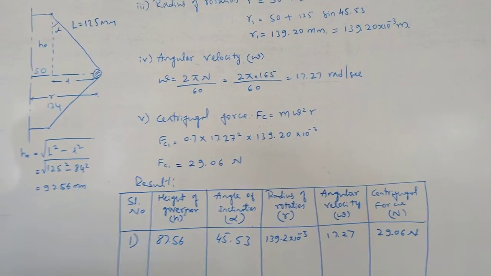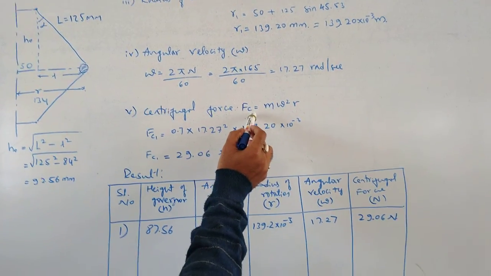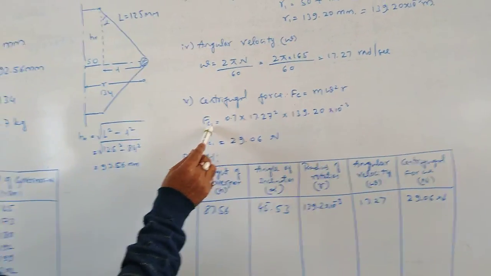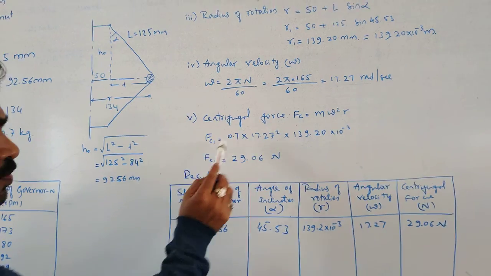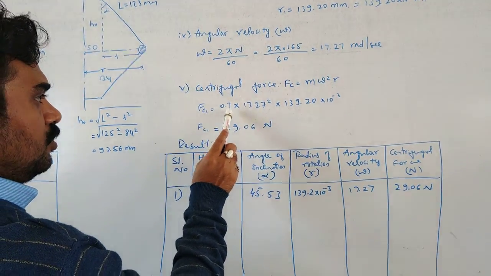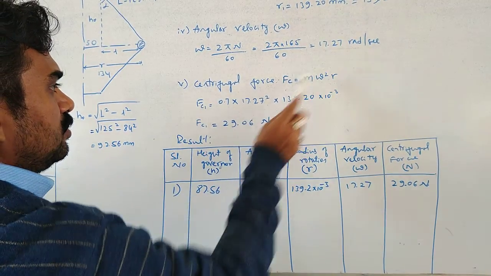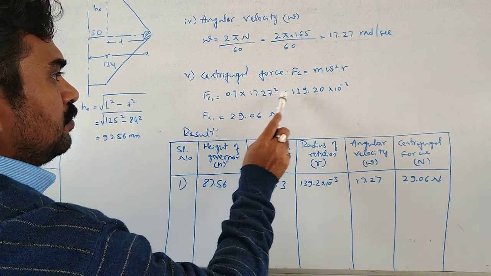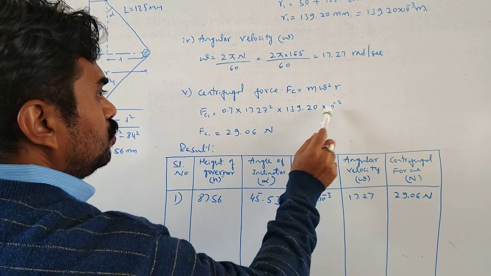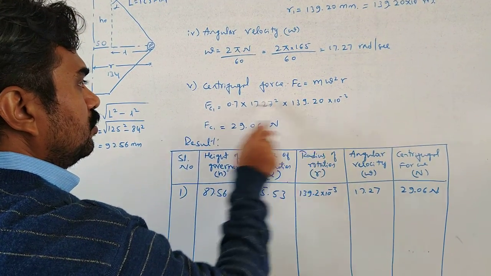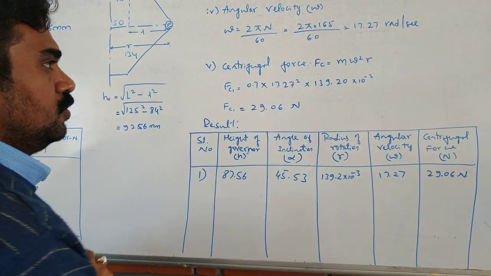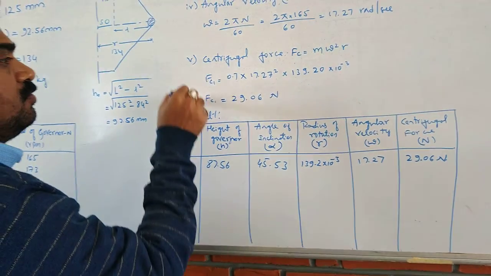Next we have centrifugal force, which is m omega square into r. FC1 indicates the first reading. The mass on each side is 0.7 kg. So it is 0.7 into angular velocity 17.27 square into radius of rotation in meters, 139.20 into 10 raised to minus 3. By substituting this, we get centrifugal force as 29.06 Newton. So this is the calculation for the first reading.